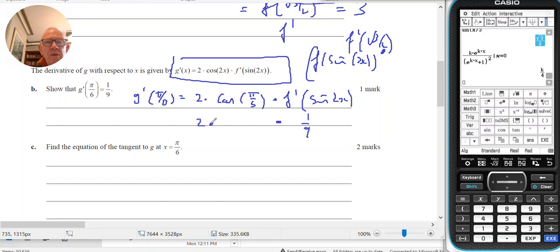And this is 2 times a half. So that gives me 1/9.